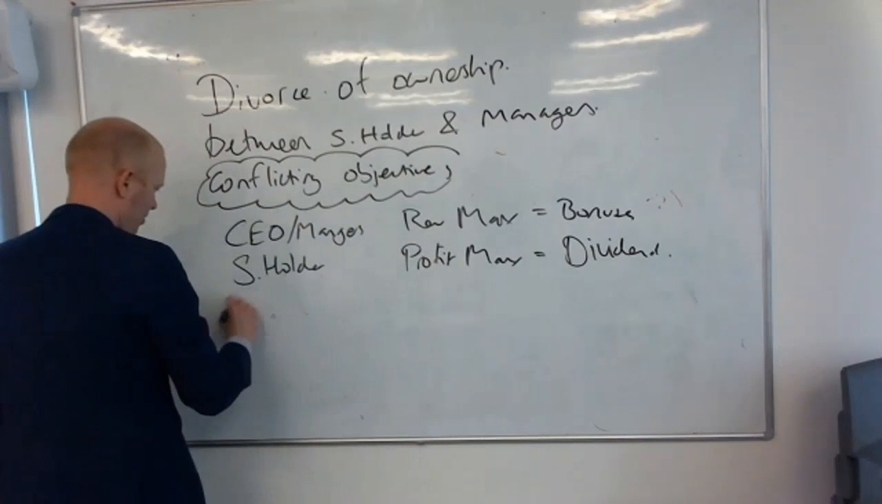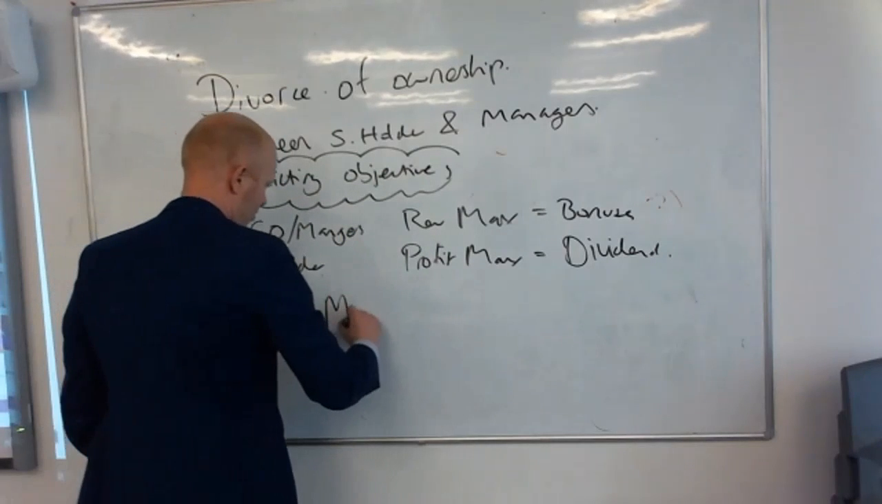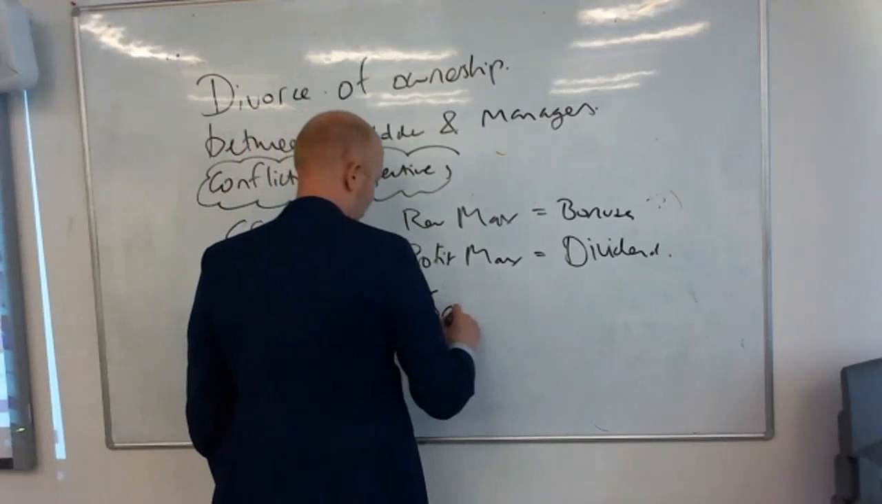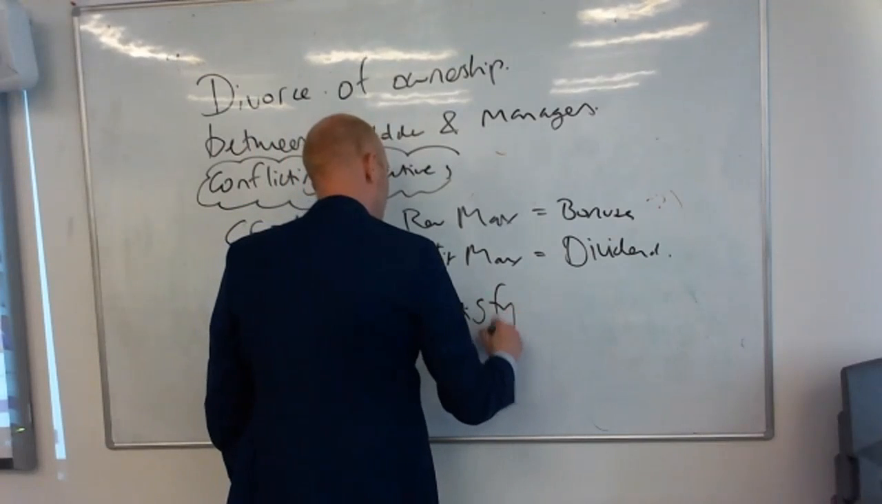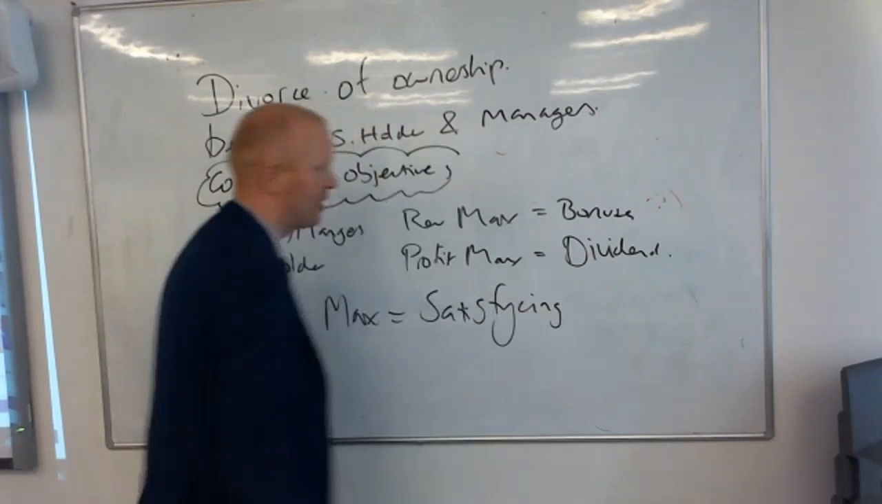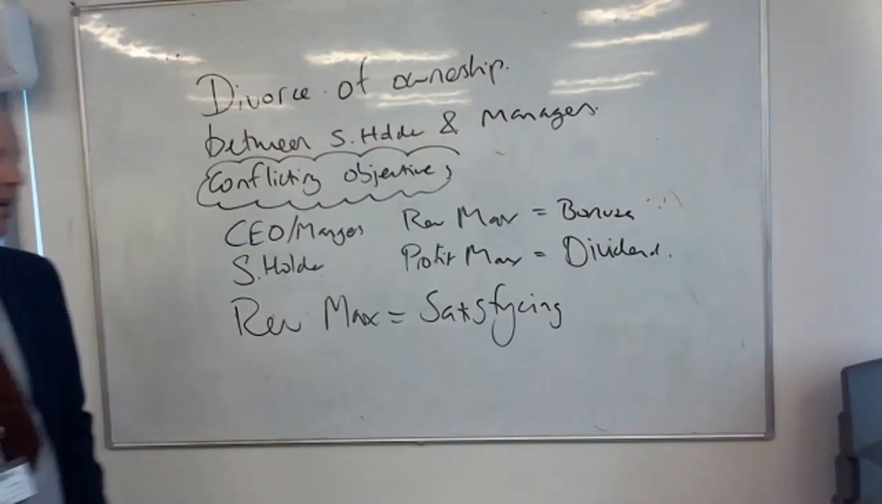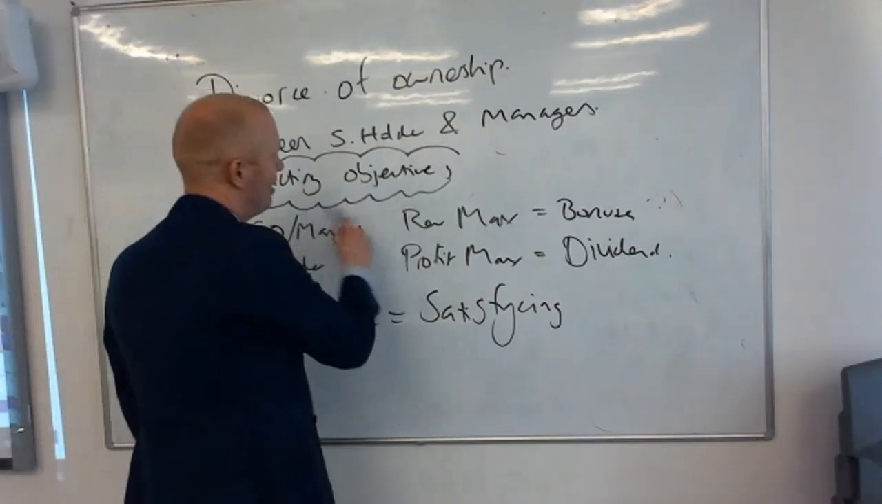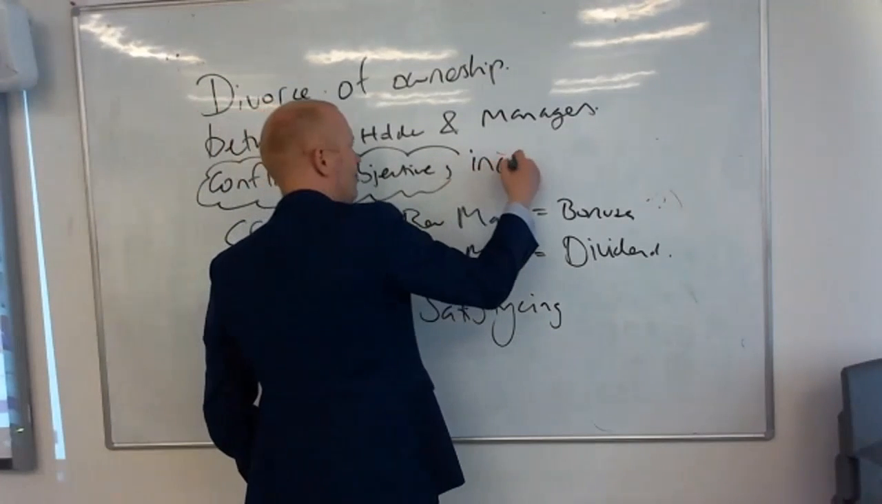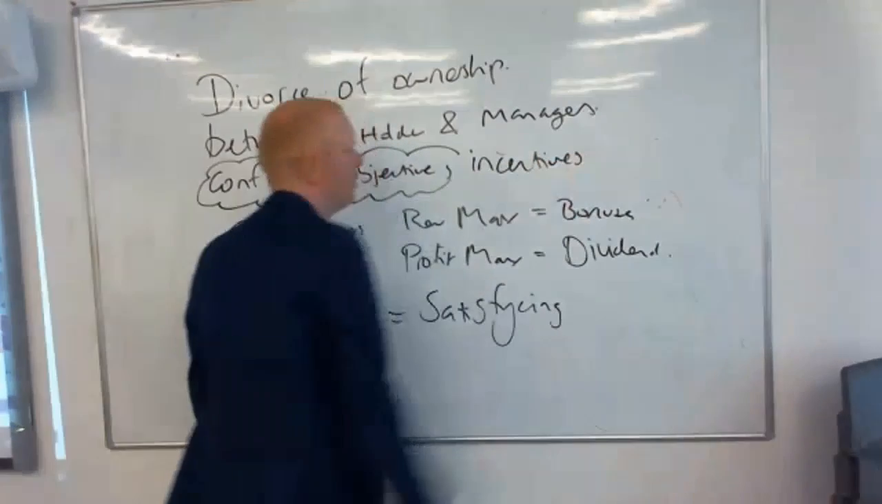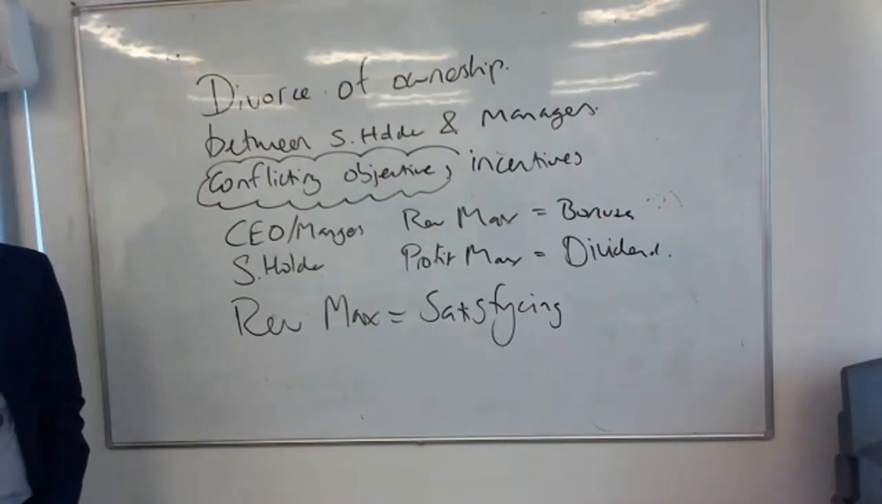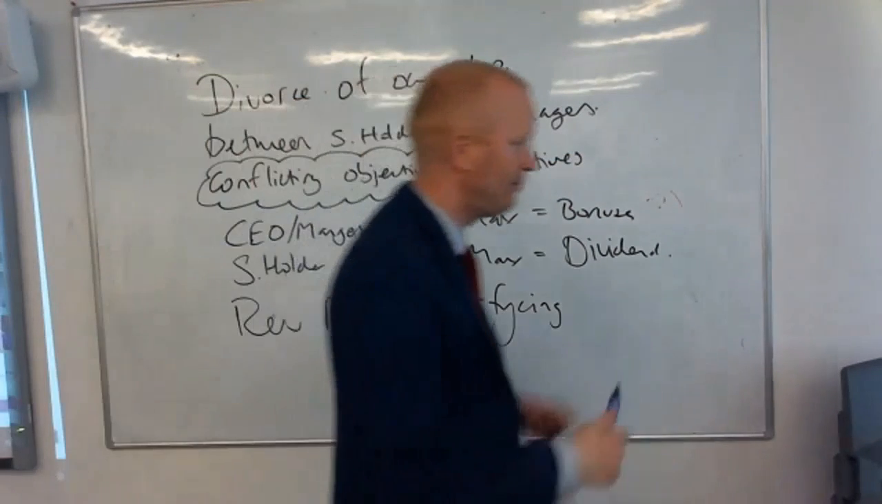So revenue max is also an example of satisficing. It is making some profits, but not the maximum profit. So that creates a problem. And when you have these conflicting objectives or conflicting incentives, then this leads to problems within the business.